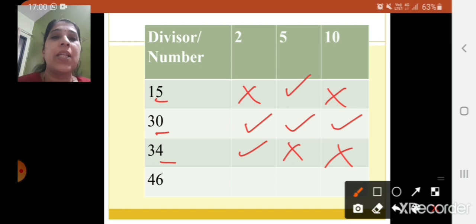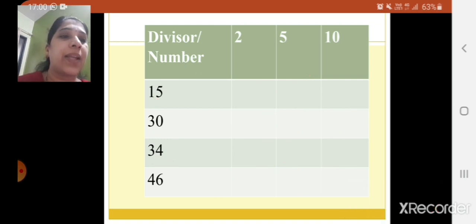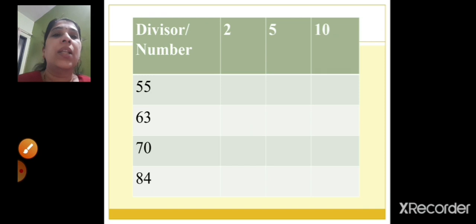Now next number is 46. What is there in the units place? 6. So that means it is divisible by 2, right? But it is not divisible by 5 and not by 10, because for divisibility test for 5 and 10, it should be 0 in the units place, right? Now the next numbers are 55, 63, 70 and 84.